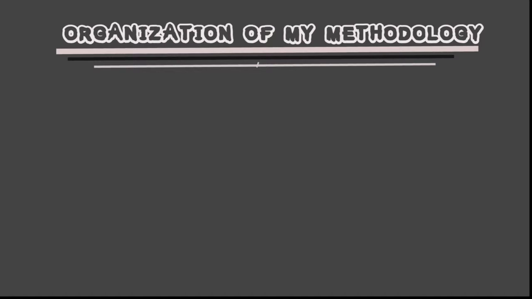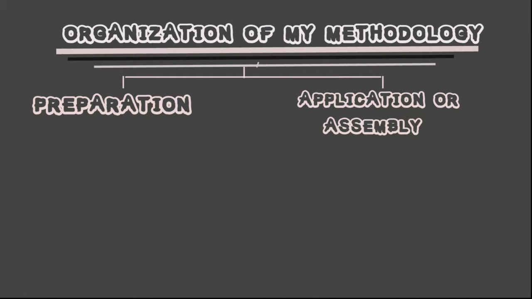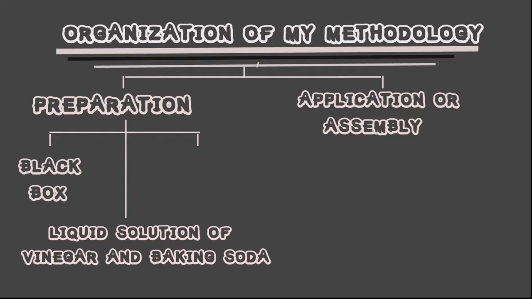Now let's move on to the organization of my methodology. My methodology is divided into two main parts. First is the preparation, the second is the assembly. The preparation is also divided into three sub-parts: the preparation of the black box, second is the preparation of the liquid solution, and the third one is the installation of the mosquito zapper.